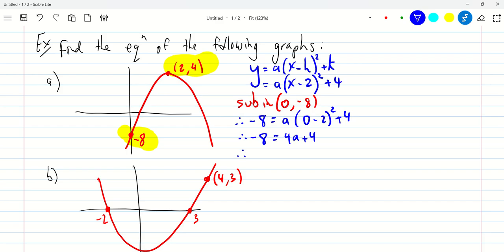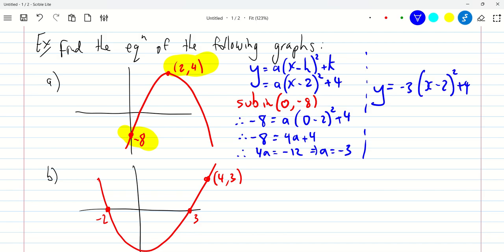And then we just solve this. I'm trying to squeeze it in a little bit here. I'll move that 4 to the other side. So that's going to be 4a equals -8 minus 4, so that's -12. And therefore, a is equal to -3. So the final equation is y equals -3(x minus 2) squared plus 4. All I did there was substitute that a back in to get my final equation.